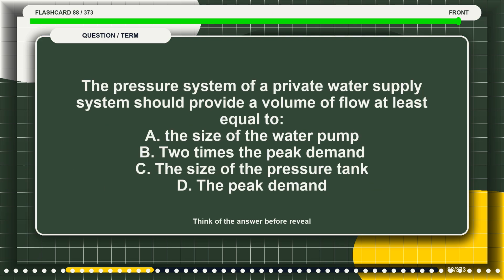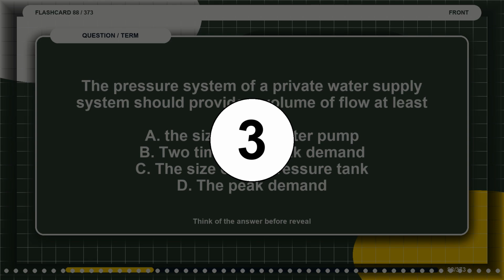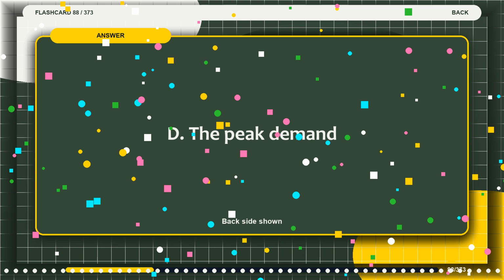Flashcard 88. The pressure system of a private water supply system should provide a volume of flow at least equal to A. the size of the water pump B. 2 times the peak demand C. the size of the pressure tank D. the peak demand. Think of the answer before the reveal. The answer is D. The peak demand.